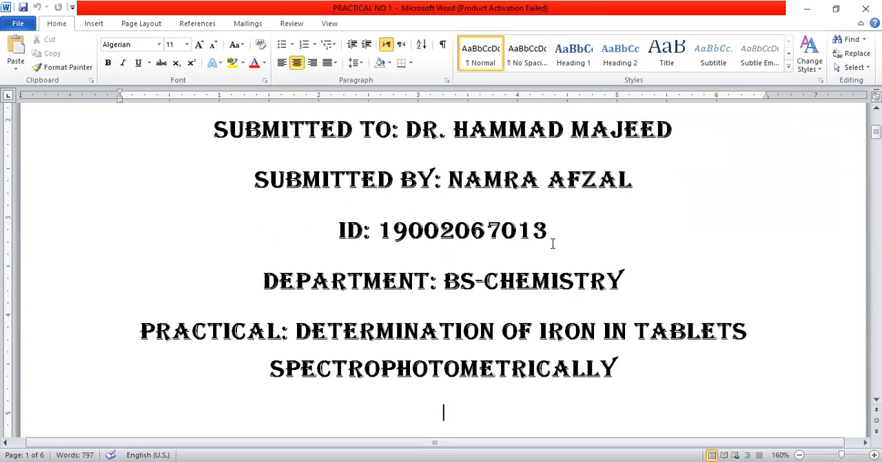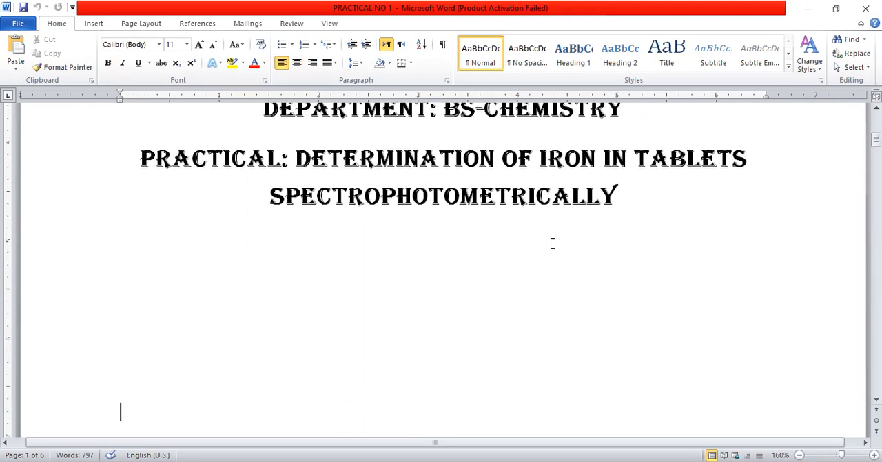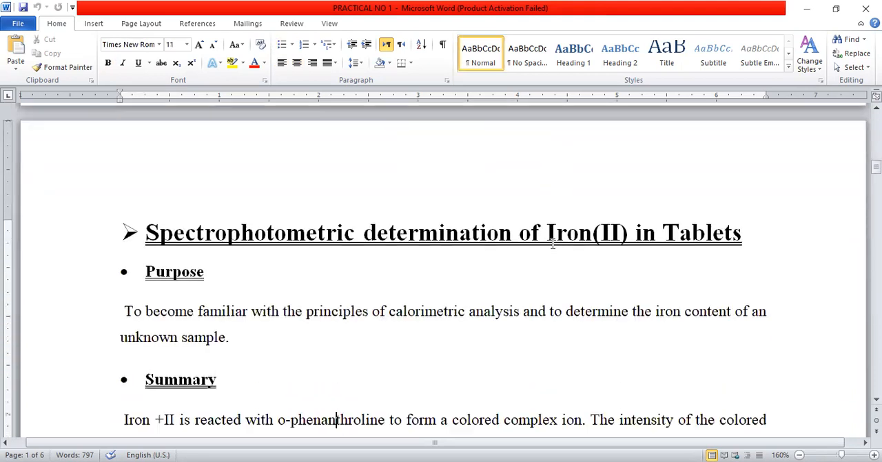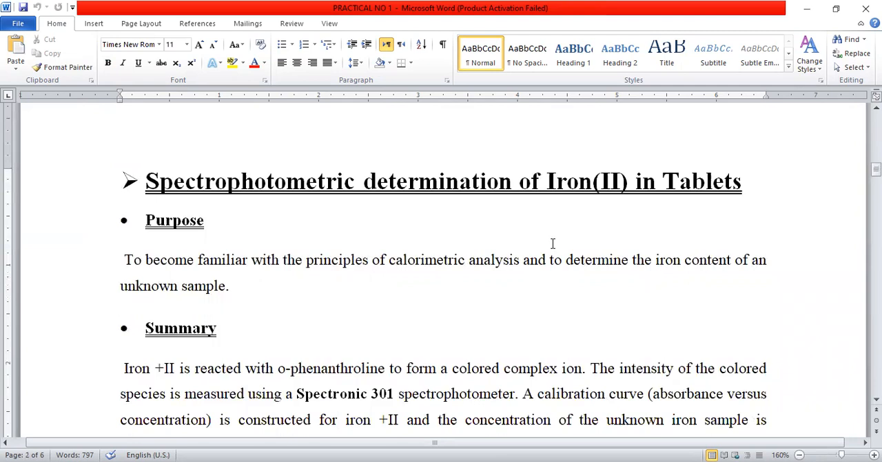Today, the topic of our practical is determination of iron in tablets spectrophotometrically. First of all, the purpose of this practical is to become familiar with principles of colorimetric analysis and to determine the iron content of an unknown sample.